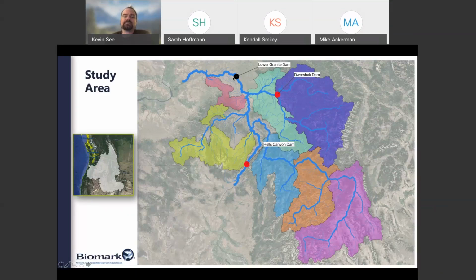Lower Granite Dam, the black dot on the map, is the last large dam that these salmon are crossing as they come back from the ocean.